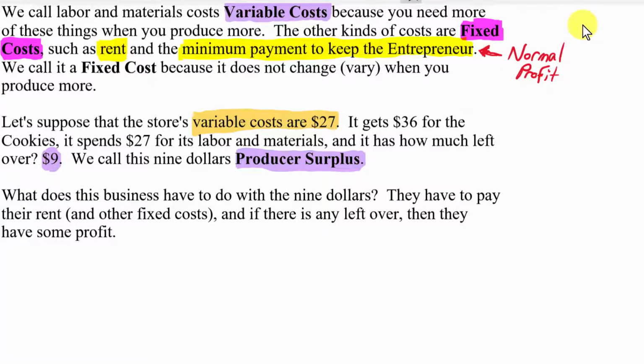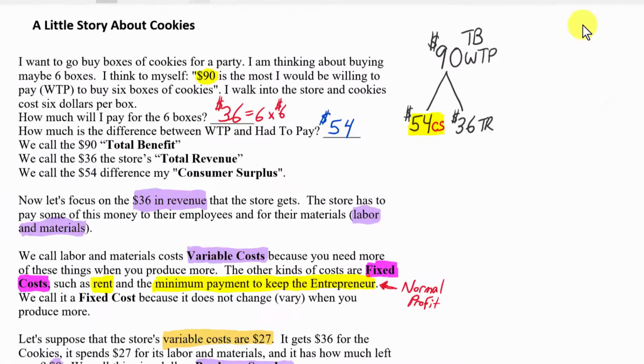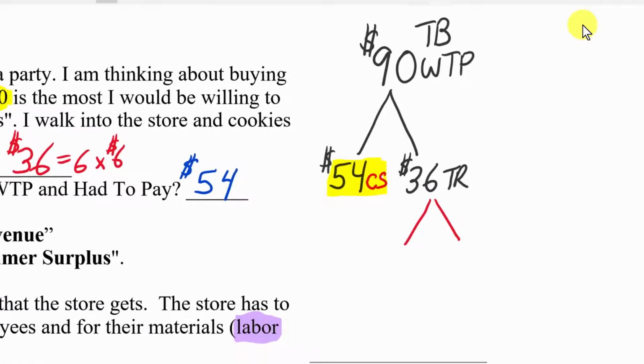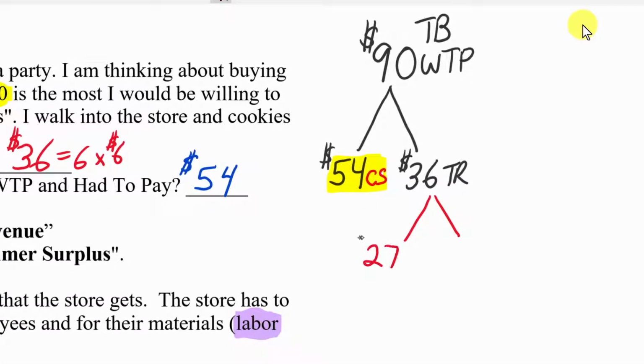So let's go back to our little diagram over here. This business is going to take the $36 and split it into two parts. $27 in this example are variable costs, VC, labor and materials cost, and then the difference is $9. And that difference is what we call producer's surplus. Producer surplus is what a business has left over after they pay their variable costs.